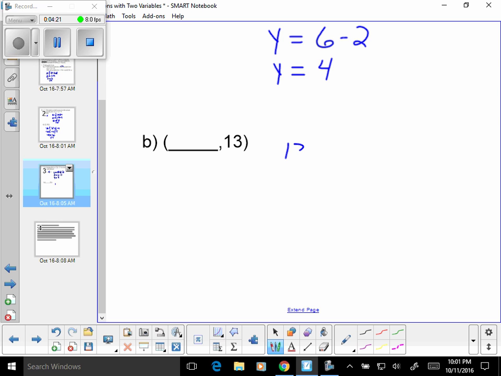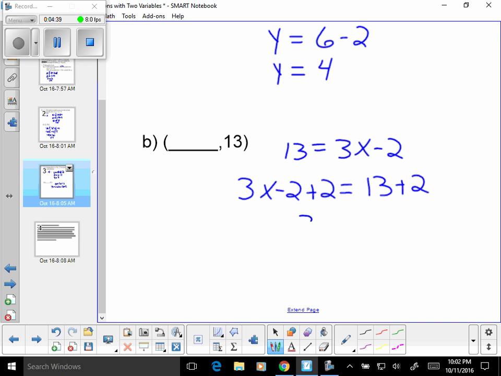We substitute: 13 equals 3x minus 2. Now here's where we go back to two-step equations like we solved in chapter 2. I'm going to put my variable on the left. 3x equals 15. Divide both sides by 3. x equals 5.